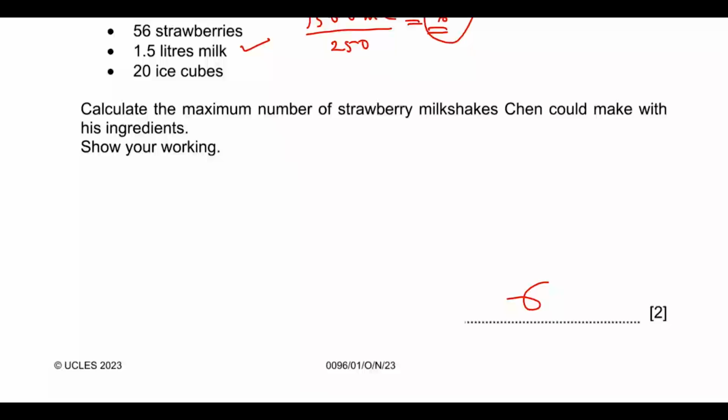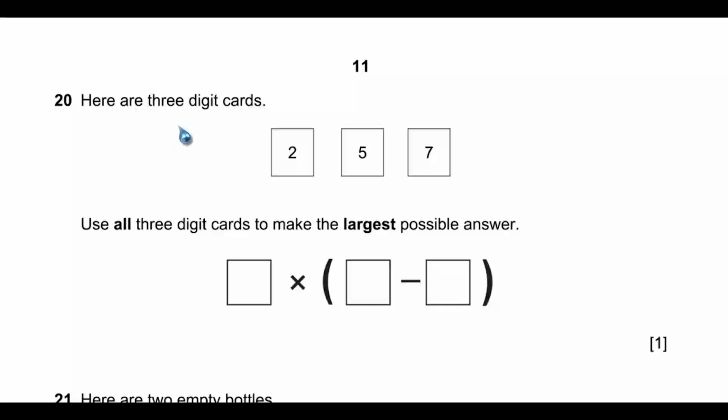Okay, so let's go to the next question. That will be question 20. So here are 3-digit cards, 2, 5, 7. Use all the 3-digit cards to make the largest possible number. Here you have to apply BODMAS, so we are starting with the bracket first. So how do you place the numbers? You have to be very careful. You need to have the highest number here, because you are multiplying this. How can you have the highest number here? By putting 7 here and 2 here. So if you say 7 minus 2, that will be 5.